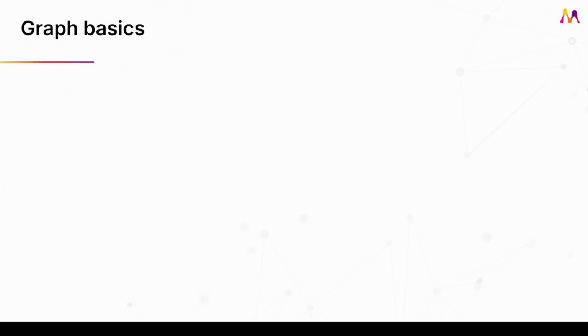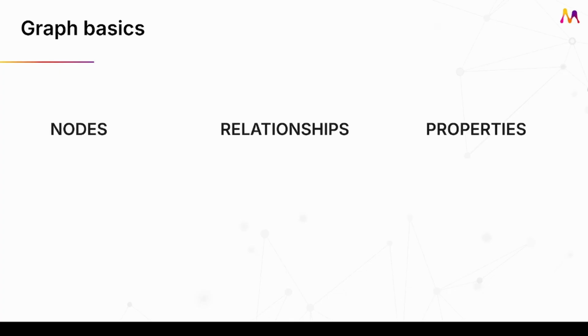Now, on to the graph basics. A graph is built from just three things: nodes, relationships, and properties. Nodes give us the detail about the entities in our graph. Relationships show how they're connected, and properties give us all of the details and the context behind our graph.